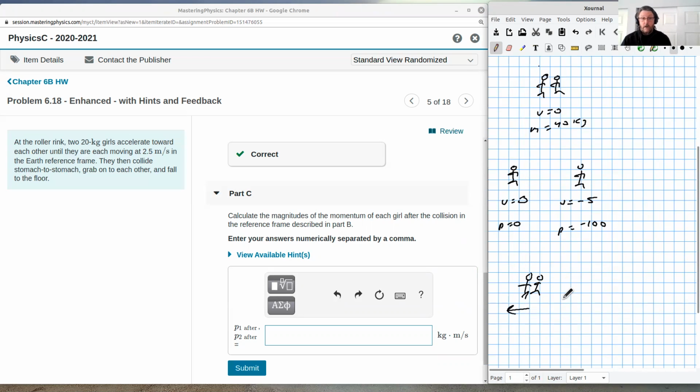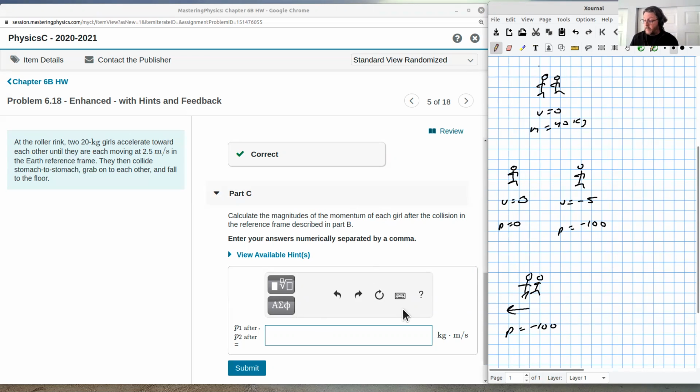From the mother's perspective, the momentum of that system is not going to change, because the momentum doesn't change from anyone's perspective. So since the total momentum of the system was negative 100 before from the mother's perspective, it's still going to be negative 100 afterwards. And from that, you can figure out what speed the mother will see for the two kids. But the question is only asking about the momentum. So the momentum of each girl after the collision in the reference frame described in part B.